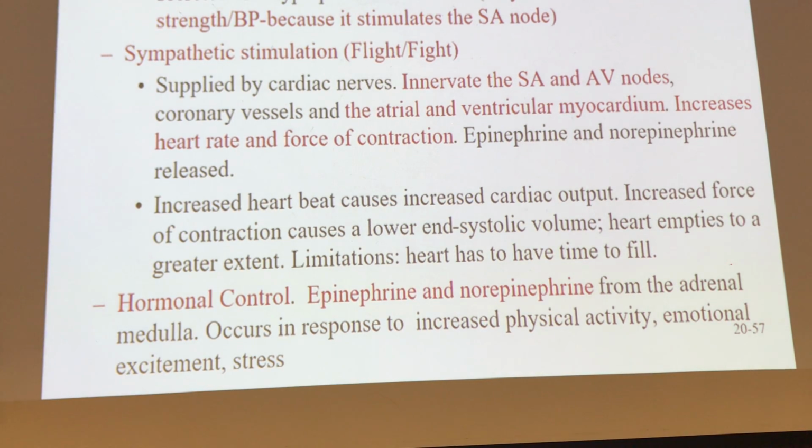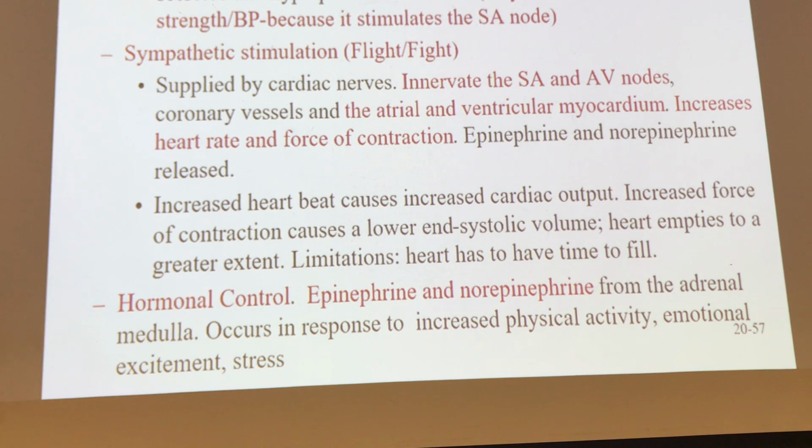Why? Because it only stimulates the sinoatrial node. It doesn't stimulate the AV node. And the AV node is what directly stimulates the ventricular muscle. In other words, parasympathetic only affects heart rate, not strength of contraction, not blood pressure.